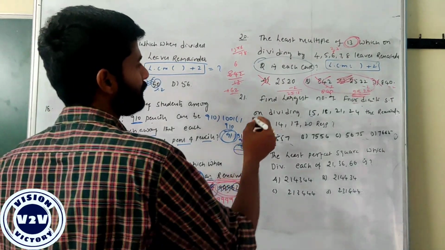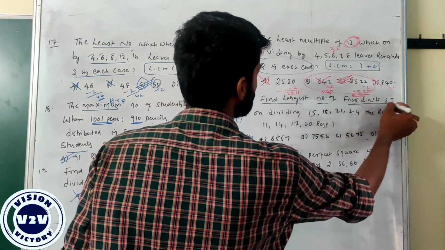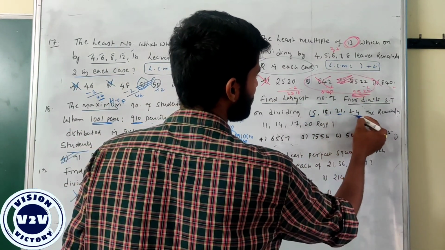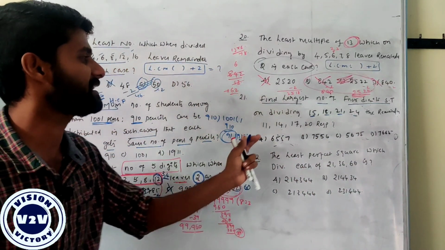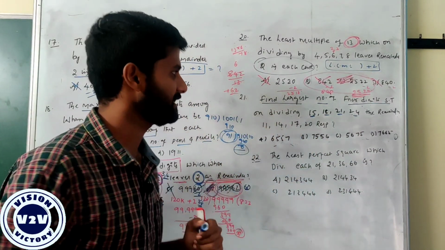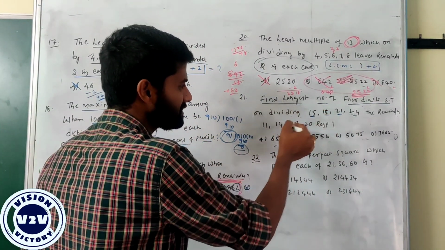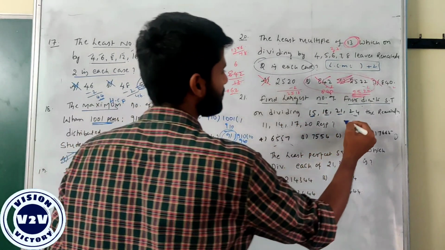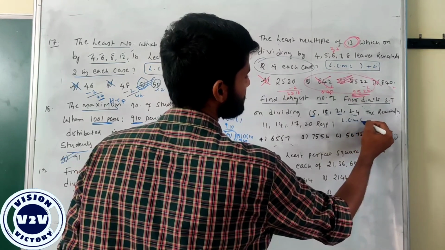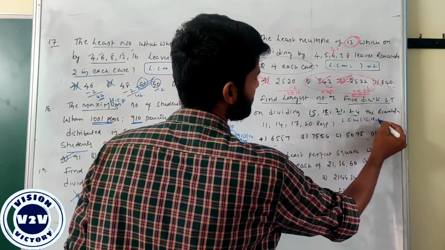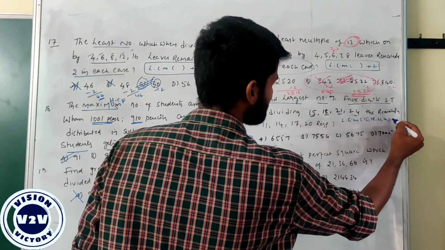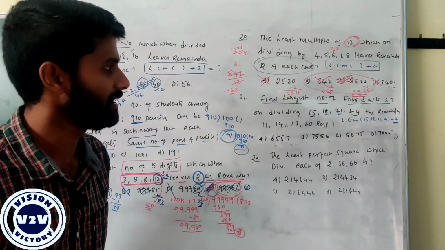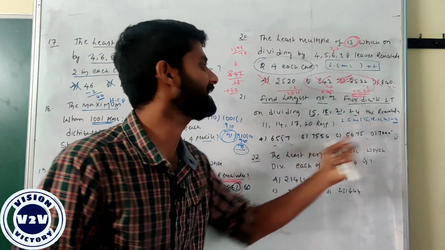Next one. Find the largest 4-digit number that is exactly divisible by 15, 18, 21 and 24, with remainders 11, 14, 17 and 20. See, the divisor numbers and remainders maintain a common difference. If you maintain a common difference, the answer is the LCM of 15, 18, 21, 24 minus the common remainder, whatever the common remainder is. And this resultant can indicate any of these numbers.